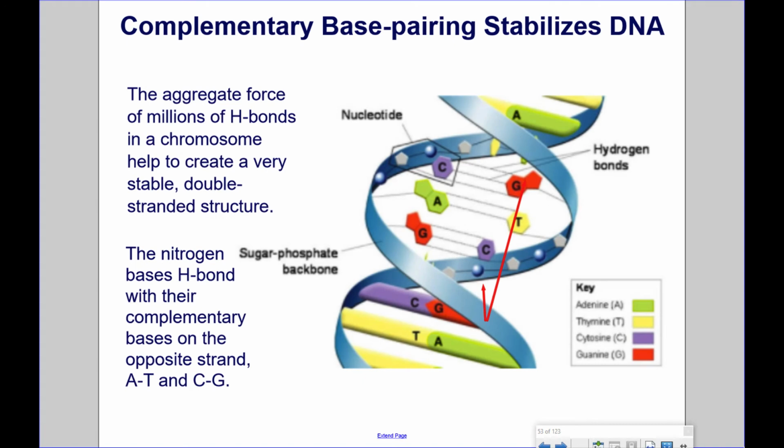Complementary base pairing stabilizes DNA. The aggregate force of millions of hydrogen bonds in a chromosome helps to create a very stable, double-stranded structure. The nitrogen bases hydrogen bond with their complementary bases on the opposite strand, A with T and C with G.